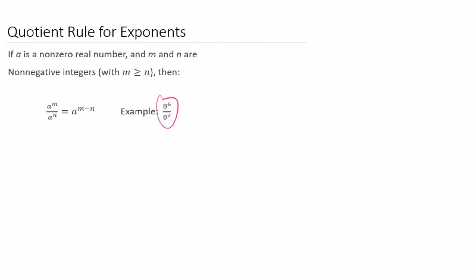So let's try this example. We have 8 to the 6th power over 8 squared. Basically what the quotient rule says is I can end up with 1 base, and then I can subtract the exponents, 6 minus 2, and we get 4. So 8 to the 6 over 8 squared is just 8 to the 4th.